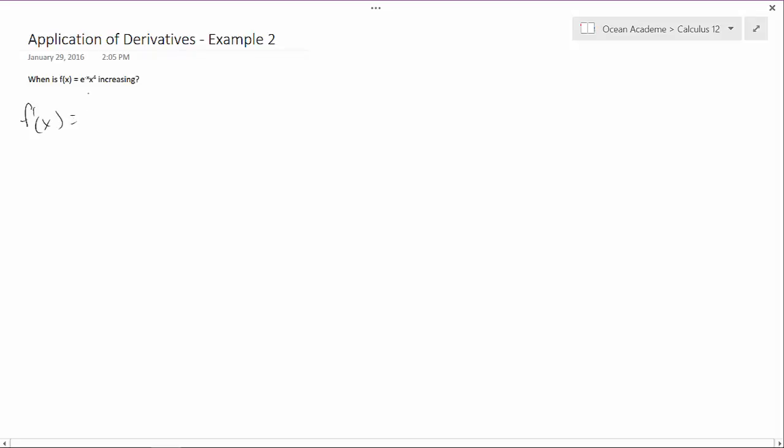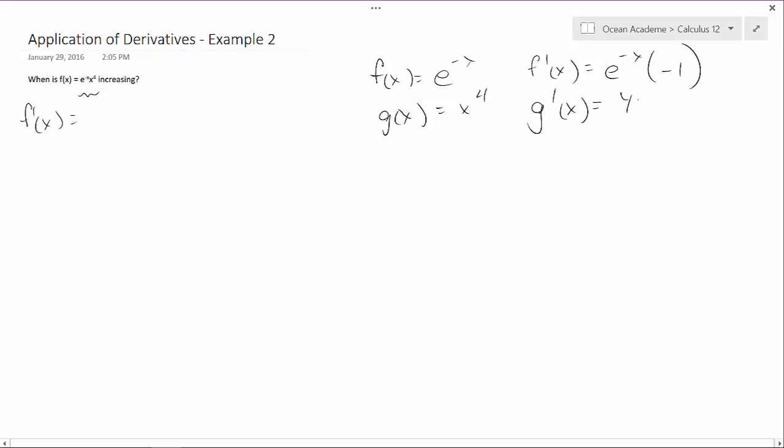Now we've got a product situation, so we need to employ our product rule. So to illustrate, our f of x will equal Euler's number to the power negative x. Our g of x will equal x to the power 4. Our f prime x, or the derivative, will equal Euler's number to the power negative x times the derivative of negative x, which is negative 1. Our g prime x will be 4x to the power 3.